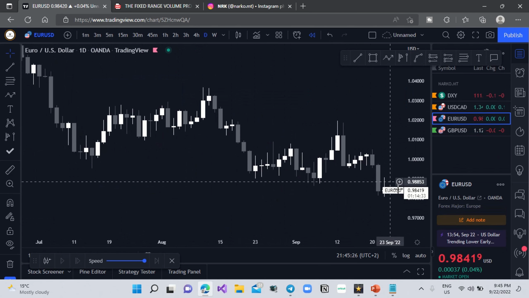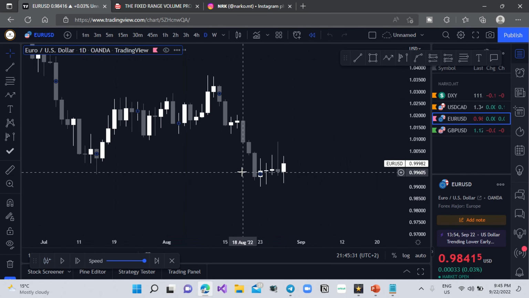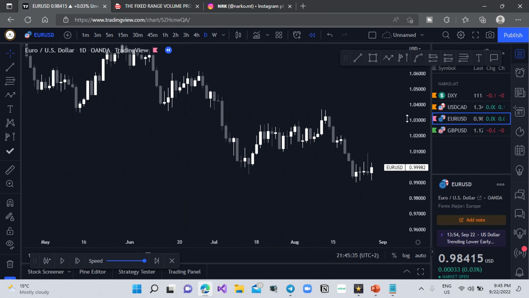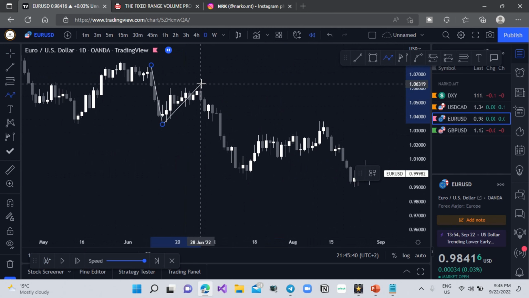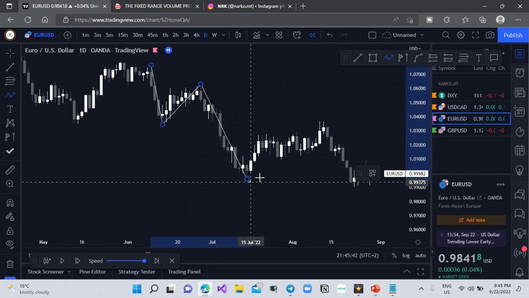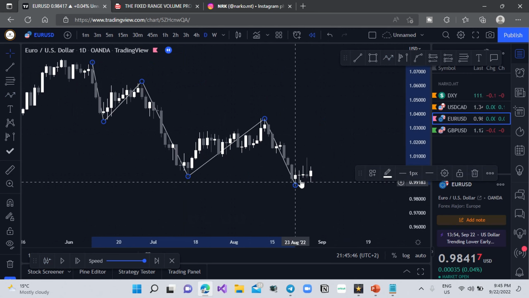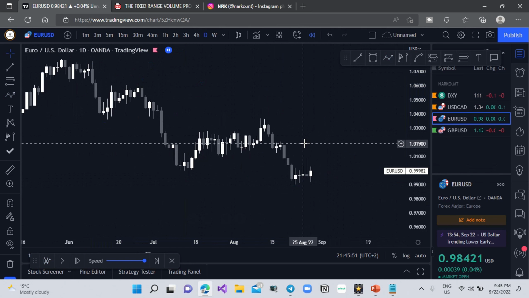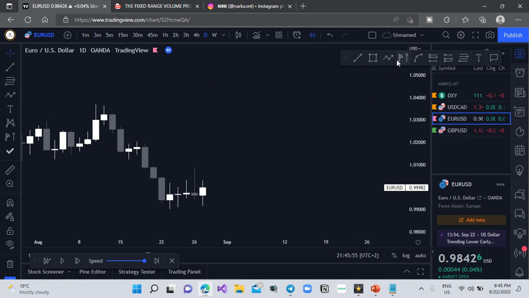Now ultimately, let me just replay the market to this area here. Ultimately, we can see that Euro USD has also been creating lower lows and respecting lower highs, creating lower lows, respecting lower highs, and now it's at its low. So now we know that Euro USD is on a bearish trend, so we can look for our selling opportunities.